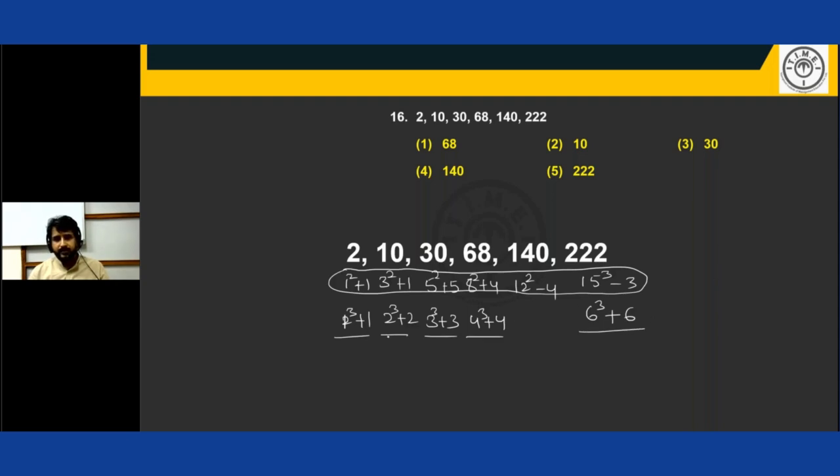What is the missing one? 1, 2, 3, 4, blank, 6. Consecutive natural numbers. So 5 cube plus 5. 5 cube is 125 plus 5, 130. So what is the wrong number? 140. And what is the correct number? 130. So choice 4. This powers logic is very important. Nowadays they are giving this kind of logics, power logics. Okay. Now move to the next question.